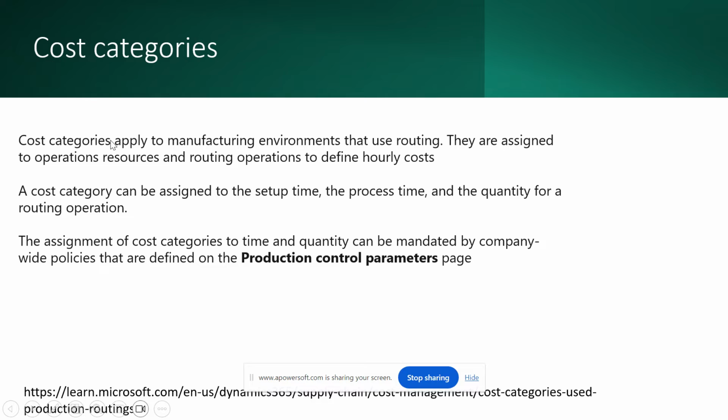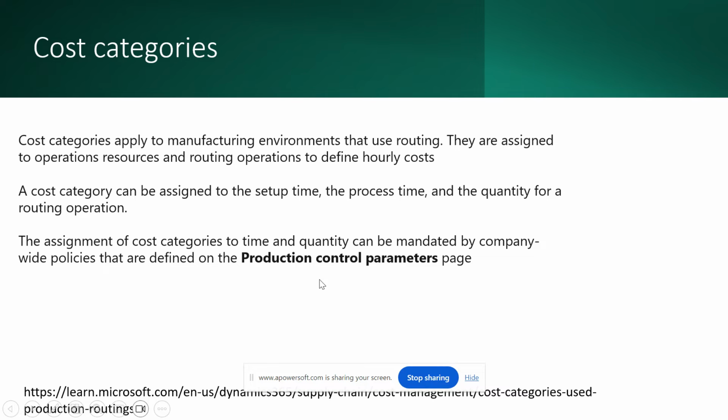Cost categories apply to manufacturing environments that use routing. They are assigned to operation resources and routing operations to define the hourly cost. This is what we did when we were configuring the route and the route group, where we assigned the cost categories. Using the cost categories, the system will try to fetch the hourly cost for completing a particular operation. That's where we saw the setup time, process time, and the quantity based cost for each and every operation.